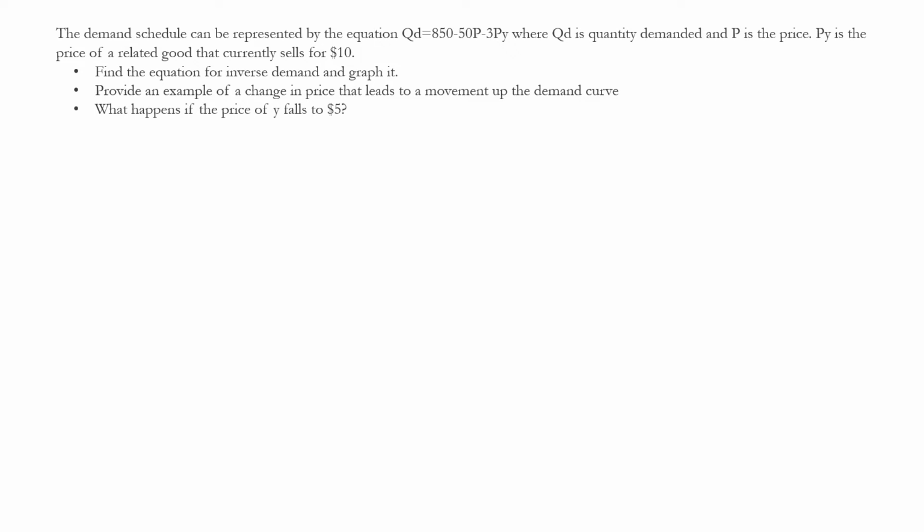So we're going to graph this demand curve. And we're going to graph inverse demand. Inverse demand is P as a function of Q. Normally we would take this and just solve for P. But I've got this other variable. I can't graph things in three-dimensional space, so I need to get the relationship between price and quantity demanded, and I need to get rid of this PY. Well, I'm going to hold it constant at its current price.